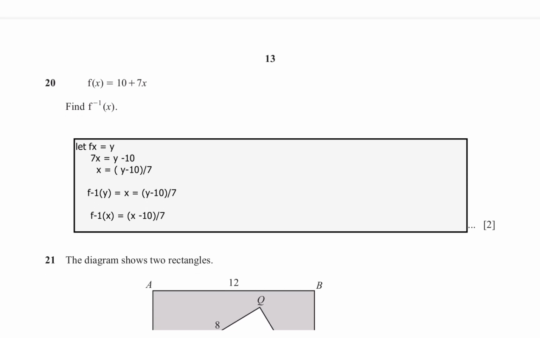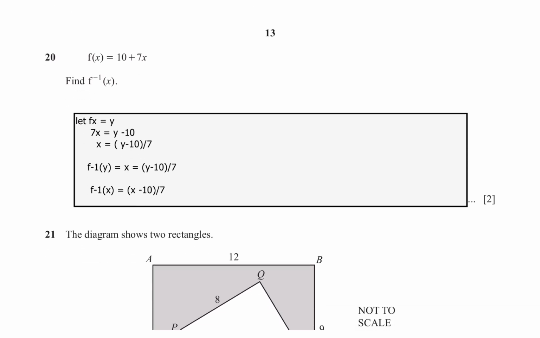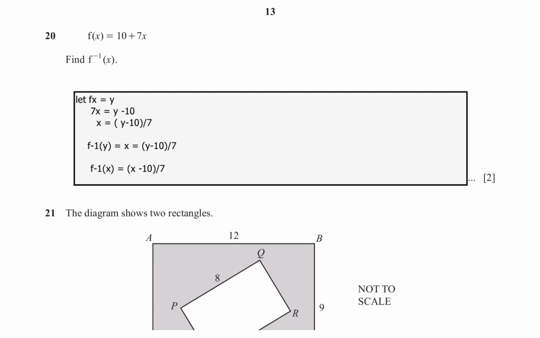Okay, if f(x) is equal to 10 plus 7x, find f inverse x. Let f(x) is equal to y. So 7x is equal to y minus 10. x is equal to y minus 10 over 7. f inverse y is equal to x is equal to y minus 10 over 7. And f inverse x is equal to x minus 10 over 7. So this is basically our answer.